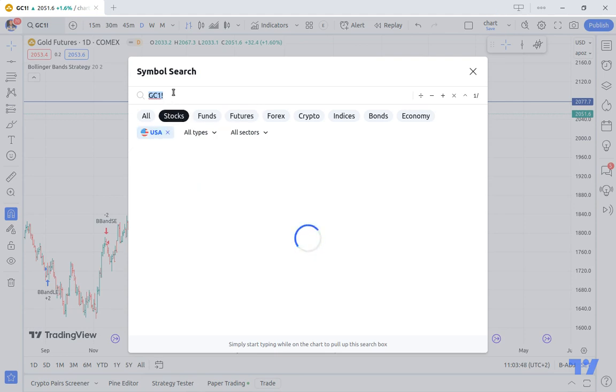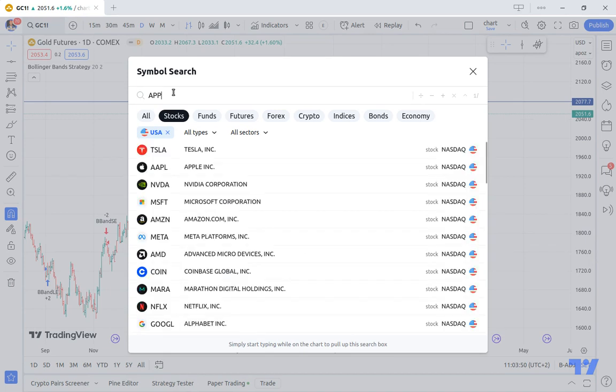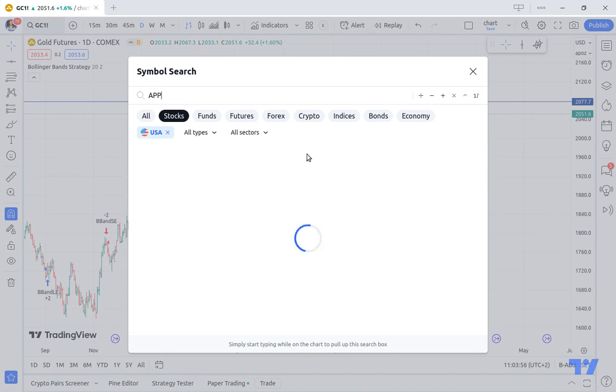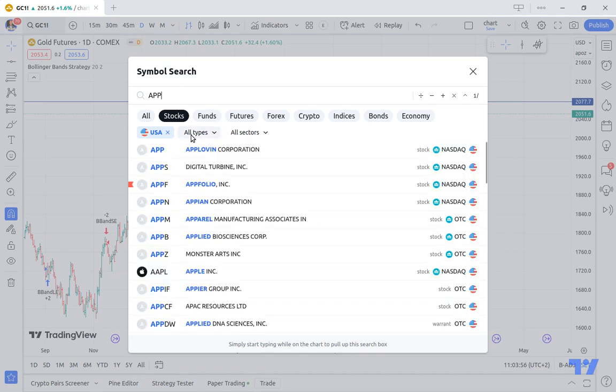So I'm going to show you one of my favorite double top patterns for you to observe. Like I said, this is a demonstration.